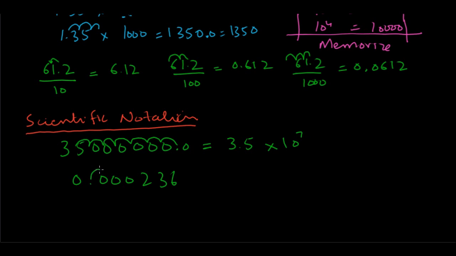Here in this case, where the number is very small, you're going to move it 1, 2, 3, 4 decimal places to the right, like this, 2.36, and your power will become negative 4. So simple rule: when you have big numbers, you move the decimal to the left and you have a positive power. When you have small numbers, move the decimal to the right, and you will have a negative power. So this is what is known as scientific notation.